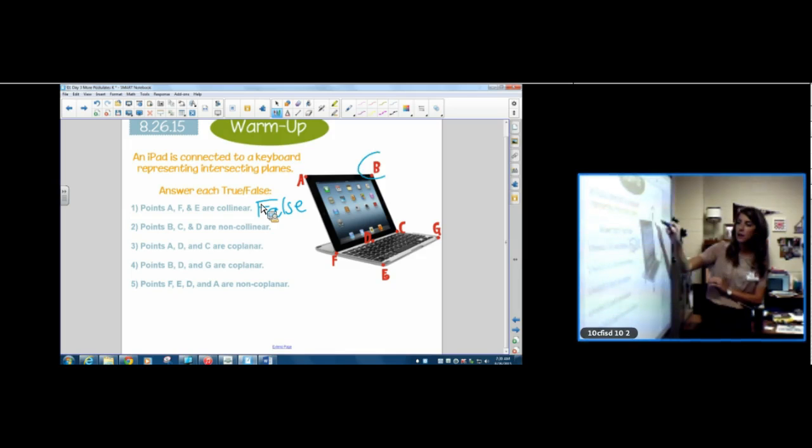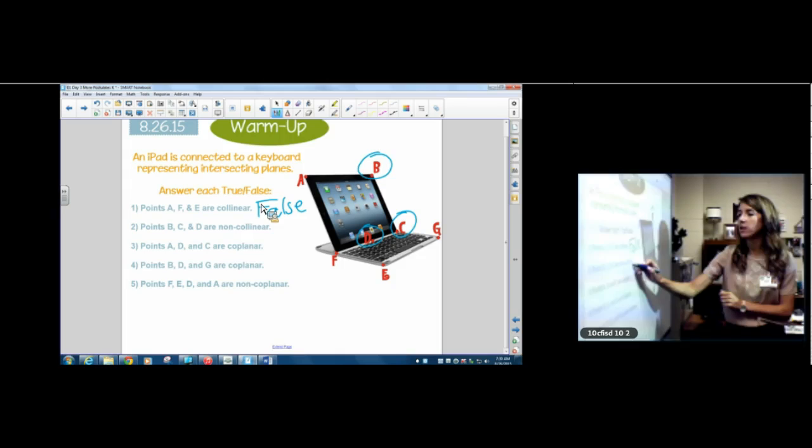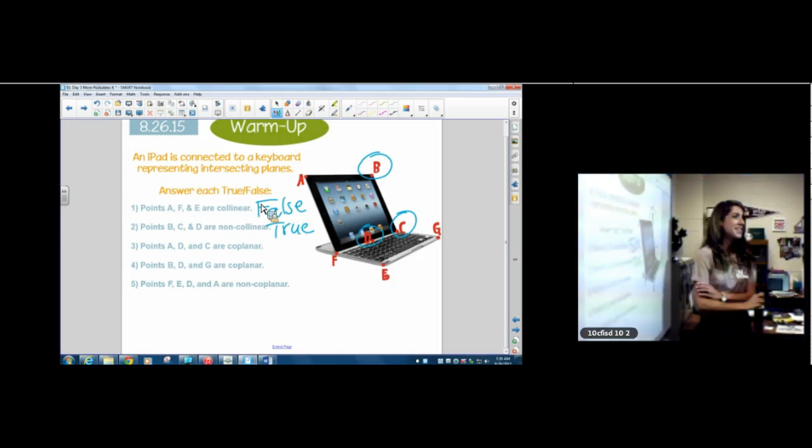Number 2, points B, C, and D are non-collinear. B is right here, C, and D. Could you draw a line through those? No, you cannot. So are they non-collinear? True. Totally true. How you doing so far? Did you get those right?